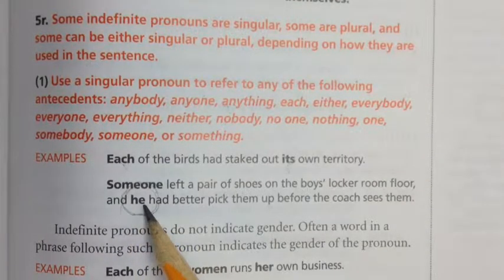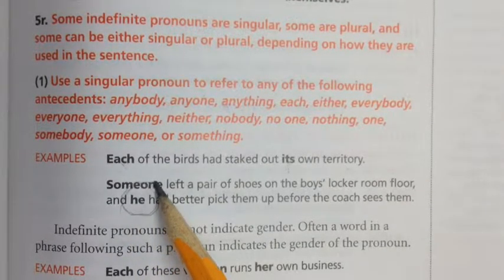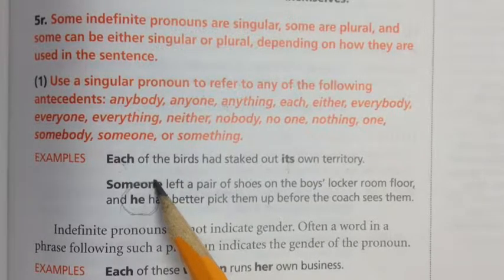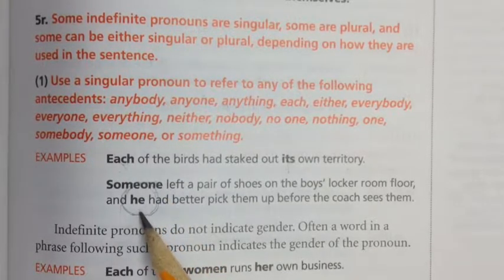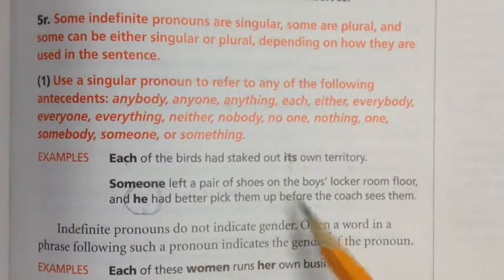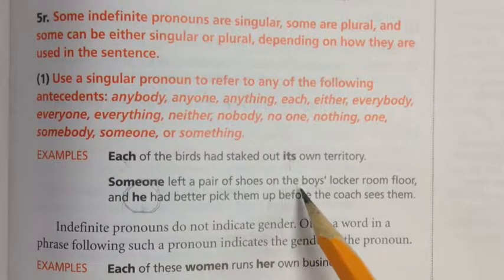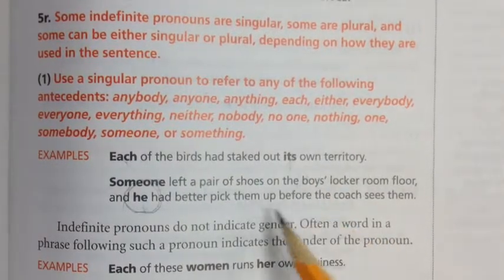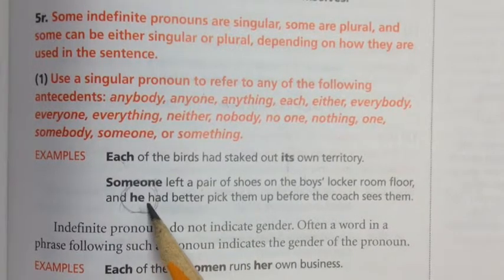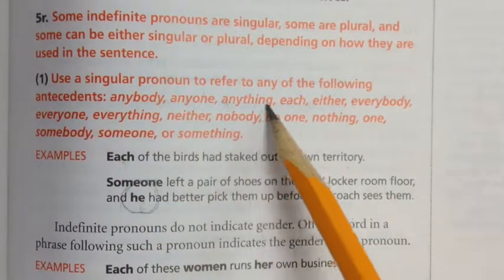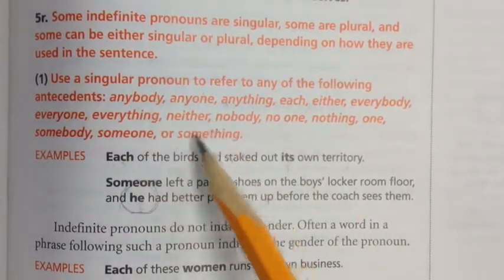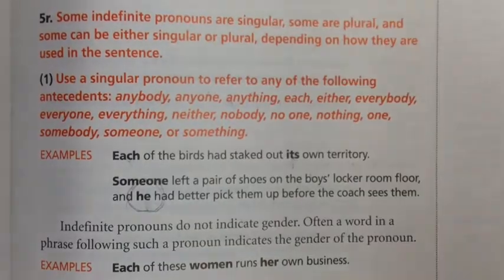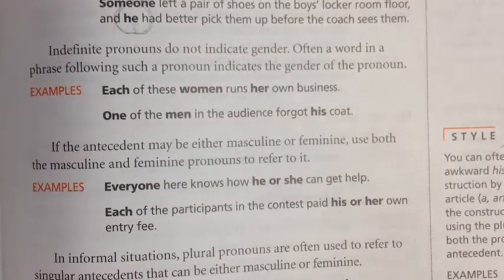You can't use a th pronoun to refer to someone because someone is singular. If you don't know the gender of the person, like here, I guess everyone in the locker room is a boys' locker room, so they're all boys. If it was just a locker room, where we didn't say it was the boys' locker room, we could say he or she. But you can't use a th pronoun to refer to any one of these words. So if you see any one of these words, don't use a pronoun that begins with th. Okay, next.